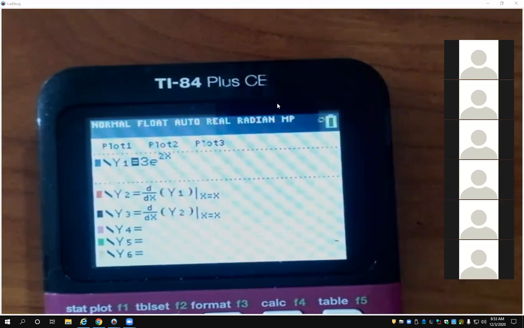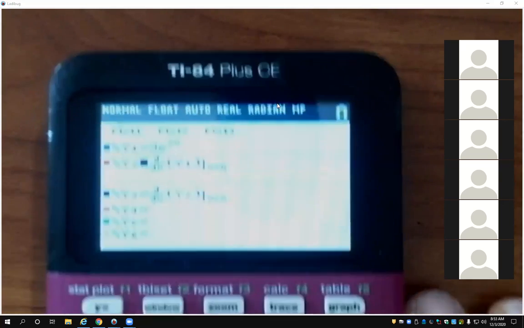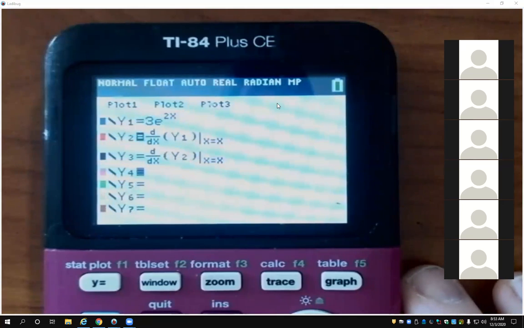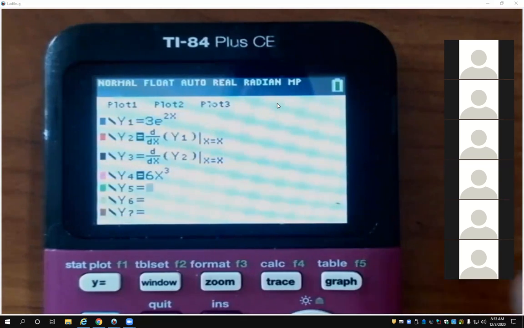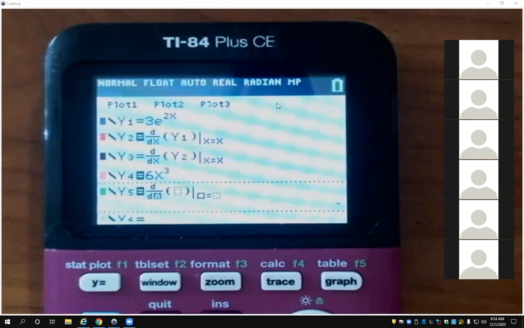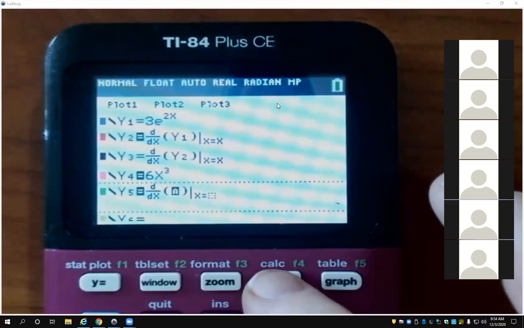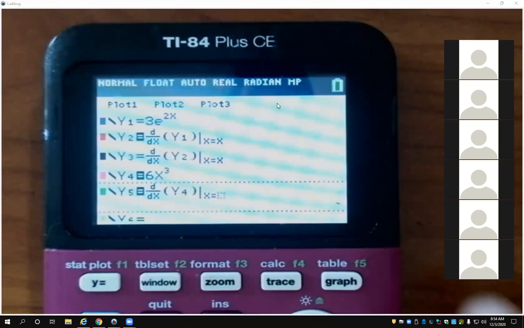I'm going to turn off my y1 and turn on my y2. That's the derivative of f of x. Unfortunately, I have to do a little more work for the second one. So I'm going to go down to y4 and put in g of x, which is 6x to the third. And in y5, I'm going to put in the derivative of that function. In my calculator, it's math, and then option 8, the derivative of y4. So I'm going to hit alpha trace, pick y4, and then put an x right here.